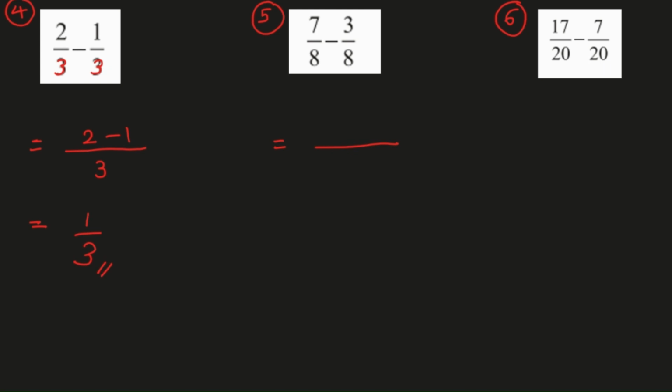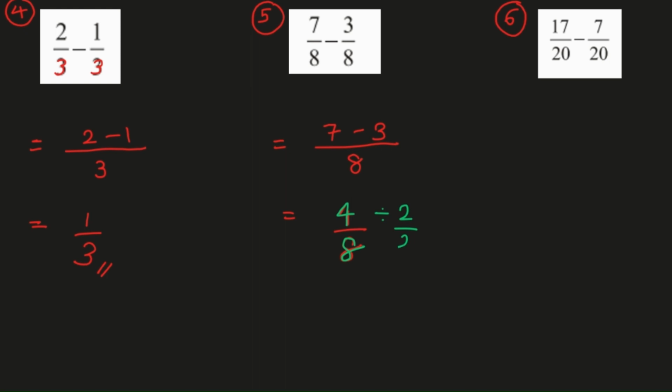Both the denominators are equal and equal to 8. So the answer's denominator also will be 8. We can simply subtract the numerators. 7 minus 3. The answer is 4 upon 8. If this is 4 upon 8, then you can do another simple calculation. You can simplify this more. You know that both the denominator and the numerator can be divided by 4, right? Like this. Divide by 2.